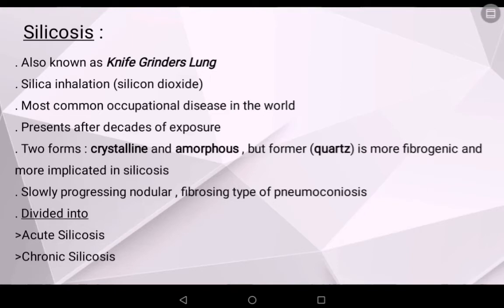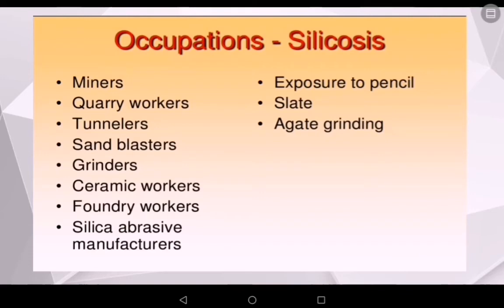It is a slowly progressive nodular fibrosing type of pneumoconiosis. It is divided into acute silicosis and chronic silicosis. Acute silicosis occurs over a period of a few days to a few months, and chronic silicosis occurs after exposure for many years. Let's look at the occupations involving silicosis.